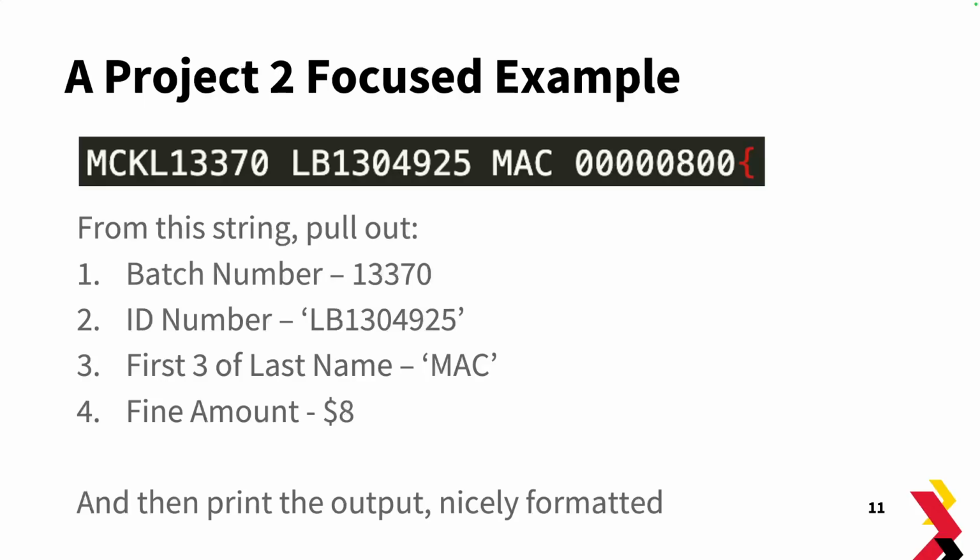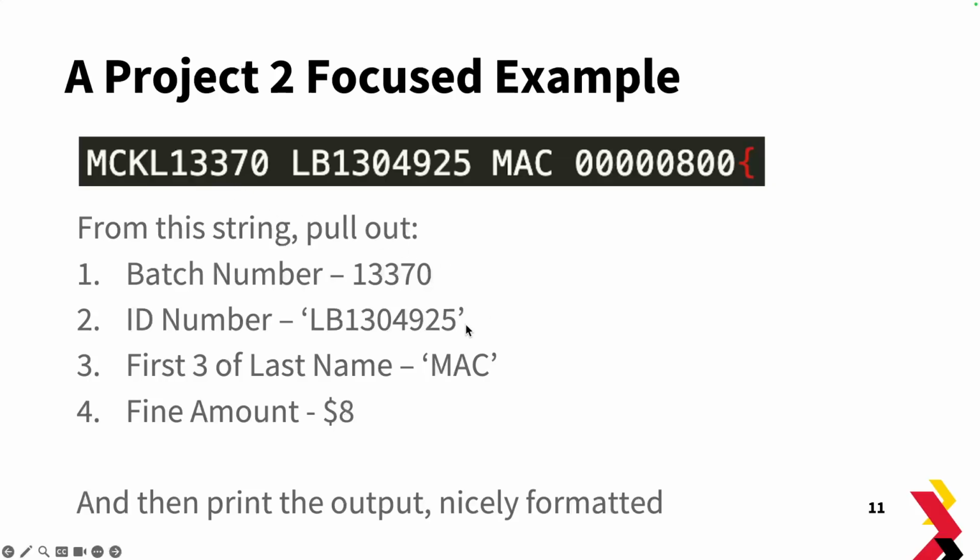But this is a fixed length file string that's a part of the bursar process at UMD. And what this contains is sort of the fine type, the batch number, the ID of the person who got the fine, the first 3 characters of their last name, and then the actual fine amount. So what we want to do is we want to pull out 4 things. We want to pull out the batch number. In this case, it's 13370.